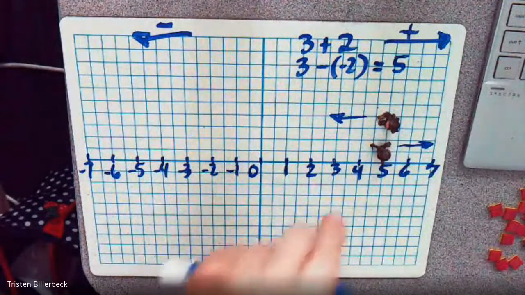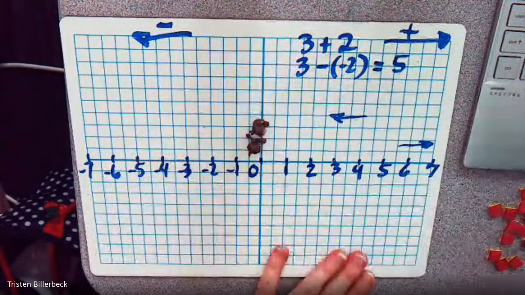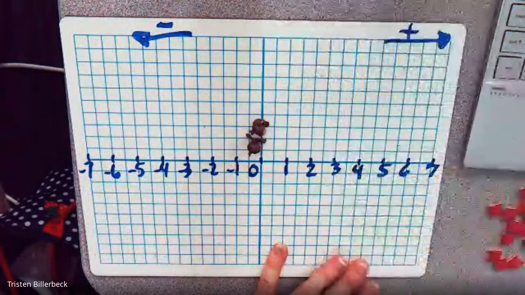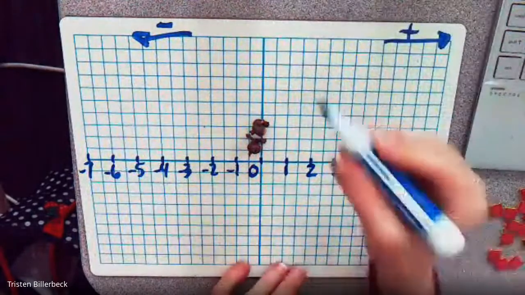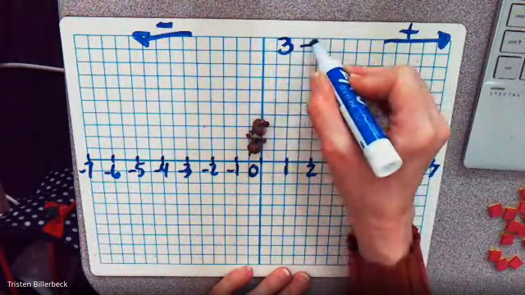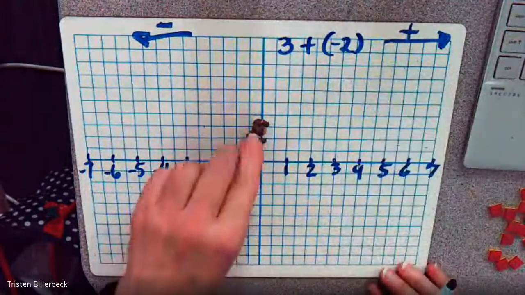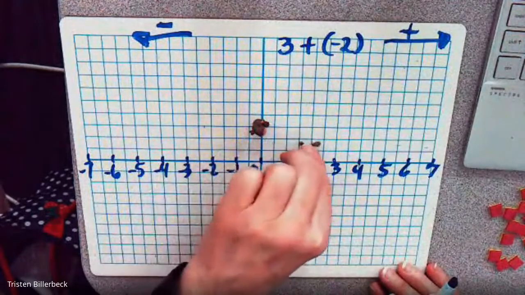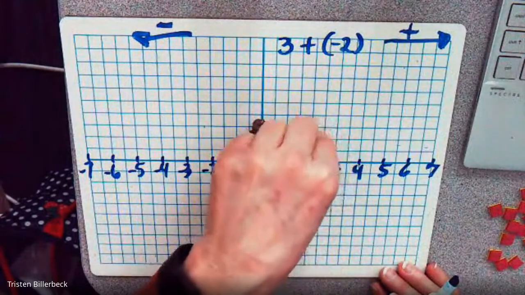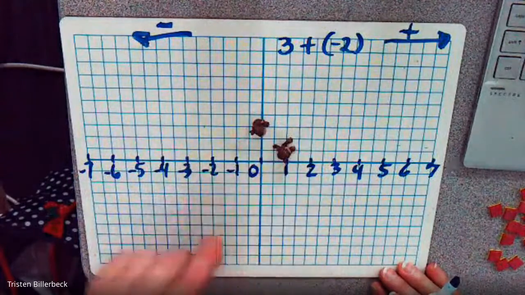Okay, so let's put our funny monkeys back to 0. Okay, let's look at 3 plus -2. So we have 1, 2, 3 plus -2. Well, that's walking backwards 2. So this monkey's at 1.